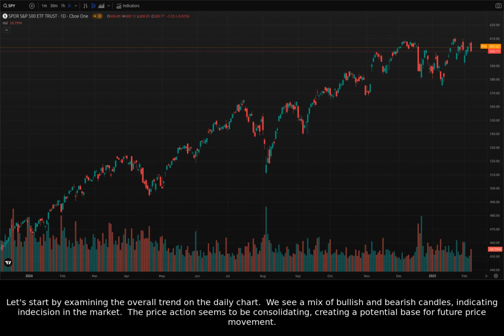Let's start by examining the overall trend on the daily chart. We see a mix of bullish and bearish candles, indicating indecision in the market. The price action seems to be consolidating, creating a potential base for future price movement.